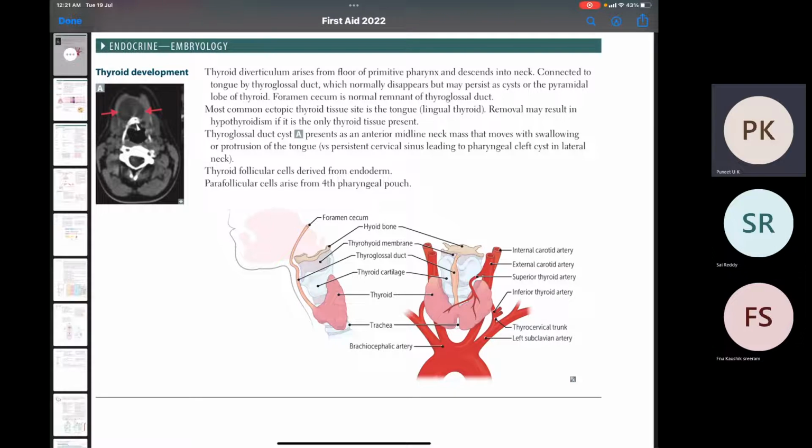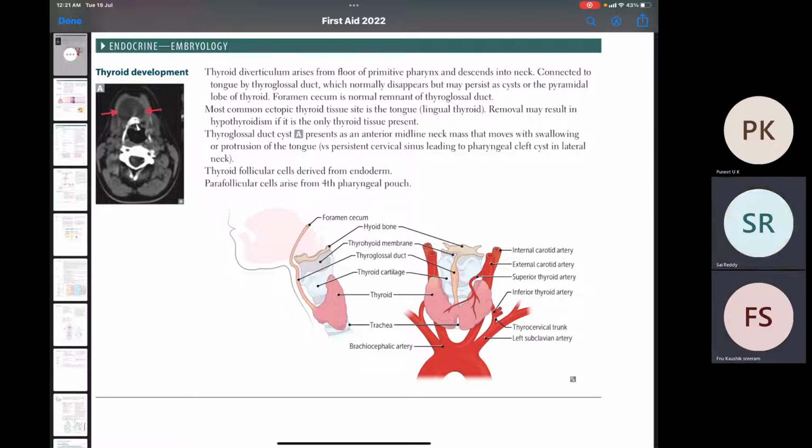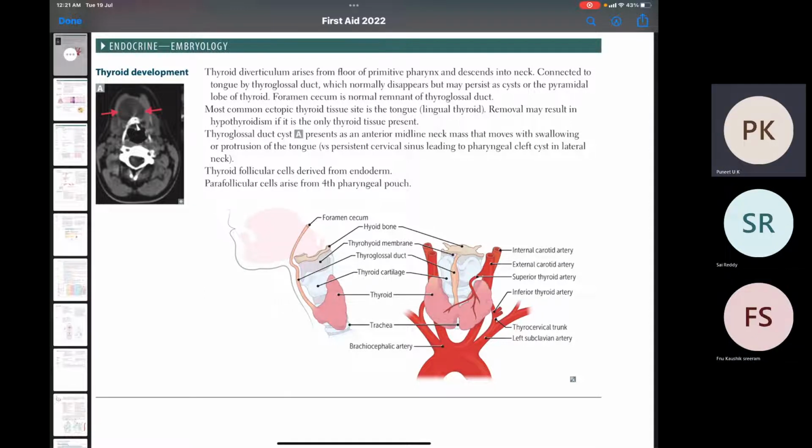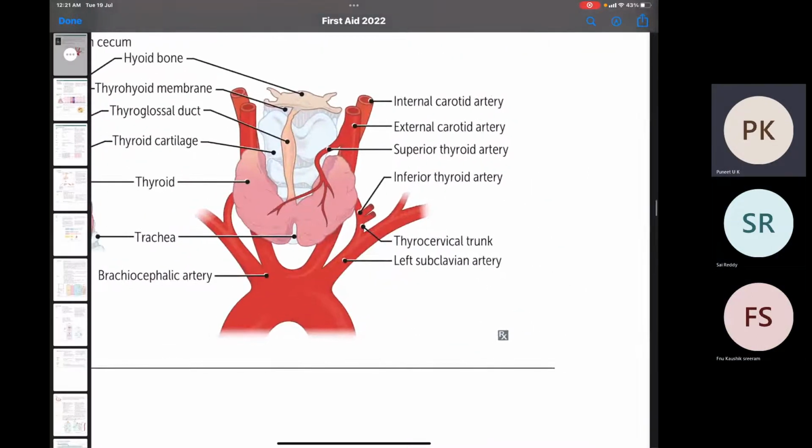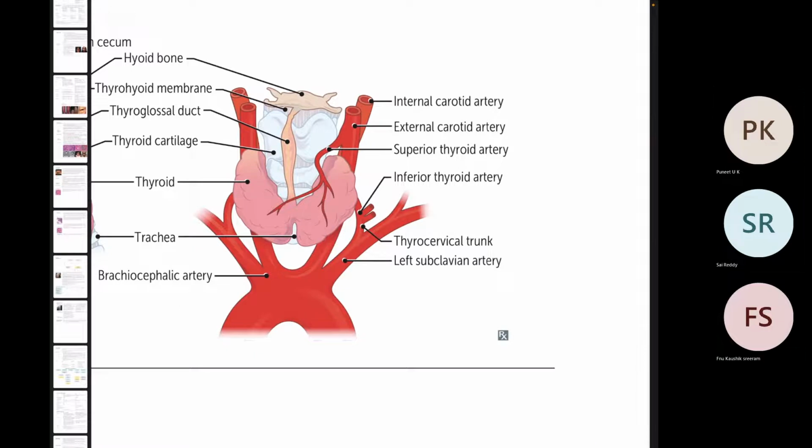Just remember that thyroid follicular cells are derived from endoderm, but parafollicular cells arise from the fourth pharyngeal pouch. Okay, so we'll see blood supply of thyroid. Basically you have superior thyroid and inferior thyroid artery. Superior thyroid is a branch of external carotid, and inferior thyroid is a branch of thyrocervical trunk, which is a branch of subclavian. In a few people, you also have the middle thyroid artery, not always.